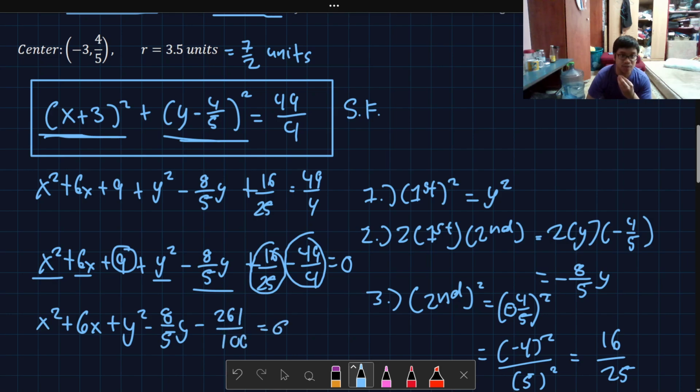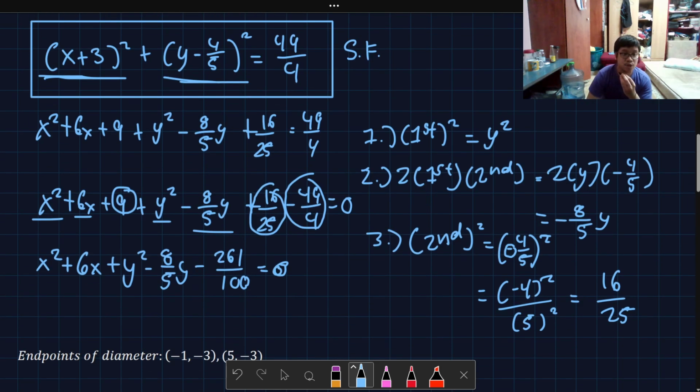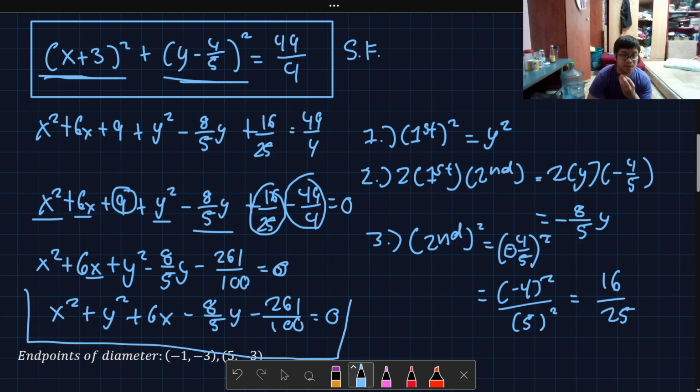Then after that, you need to rearrange them from the term that has the highest exponent to the term that has the lowest exponent. So x squared and y squared should be put in the first place. So you have x squared plus y squared. Next are the terms that have a variable, like 6x and negative 8 all over 5y. So plus 6x minus 8 all over 5y. Then lastly, the constant term, minus 261 all over 100, is equal to 0. And with that, this is your final answer.